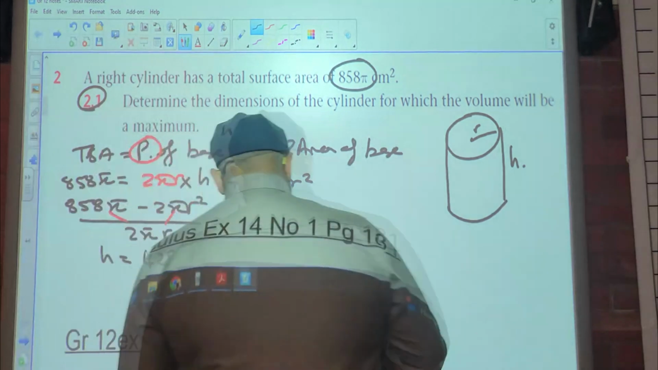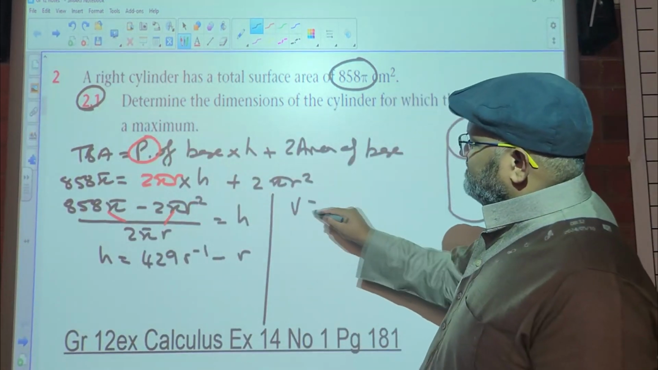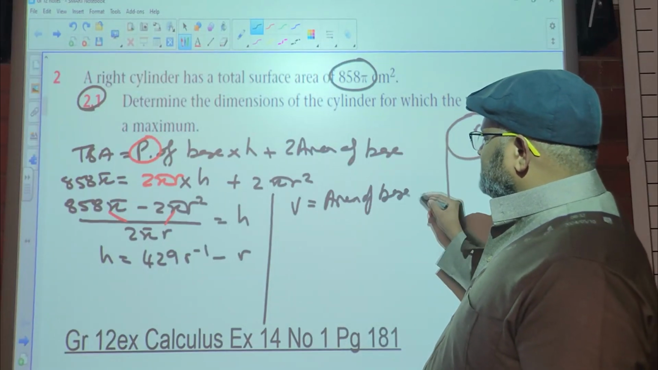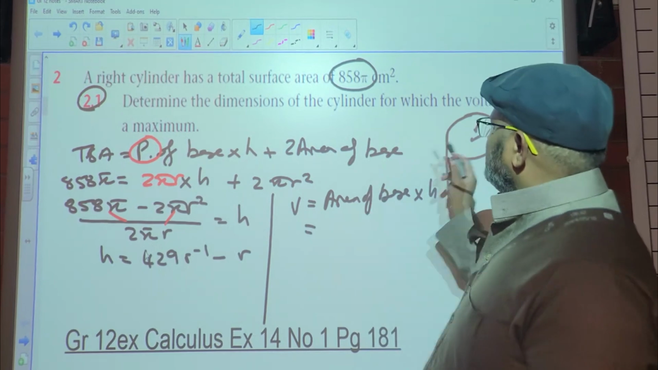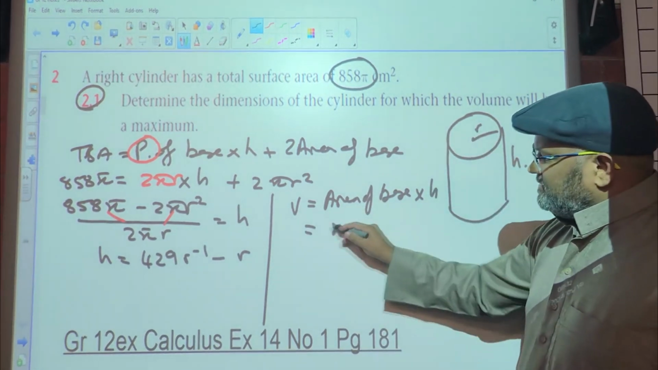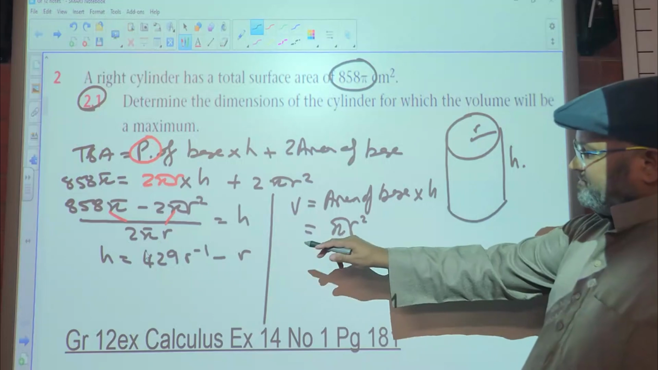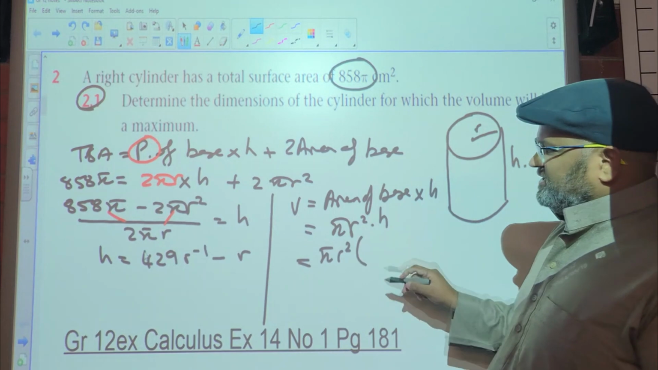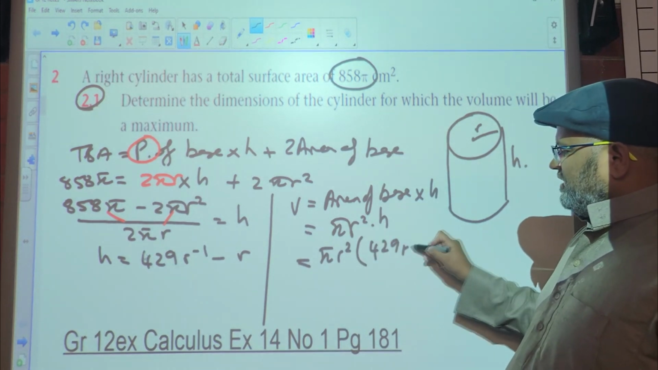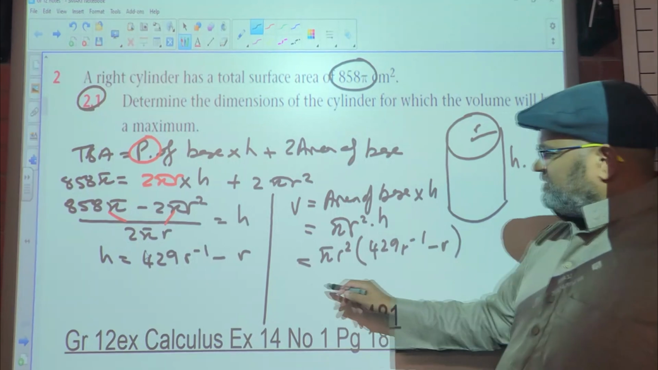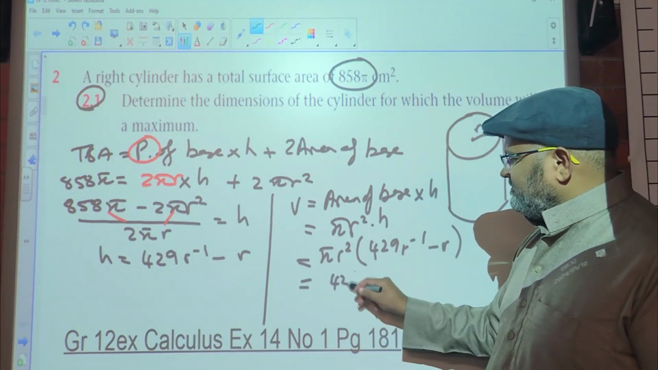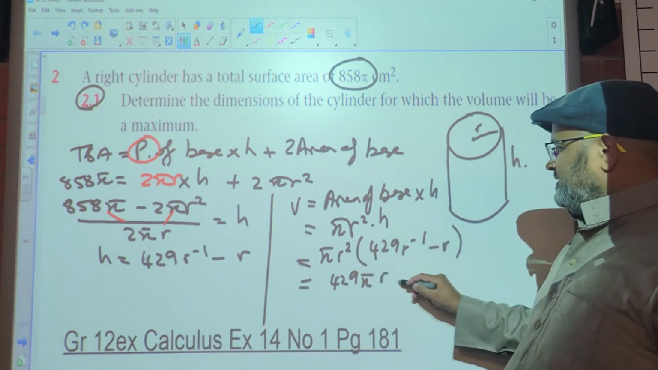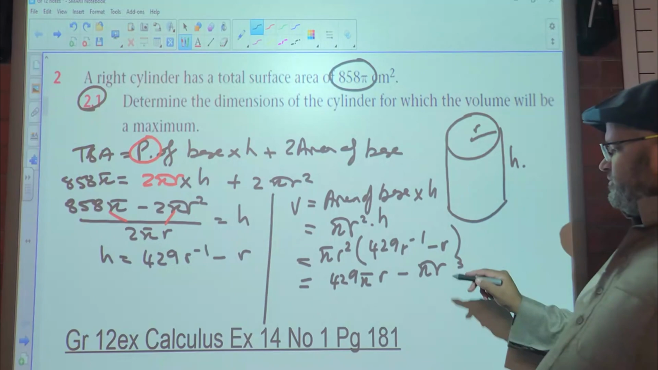So what did they ask us? They asked us with regards to the volume. So volume is going to be area of base times height. What's the area of this circular base? Pi r squared, and my height is what we just found. So it will be pi r squared into 429 r to the minus 1 minus r, which is 429 pi r times r to the minus 1, which is r, minus pi r cubed.